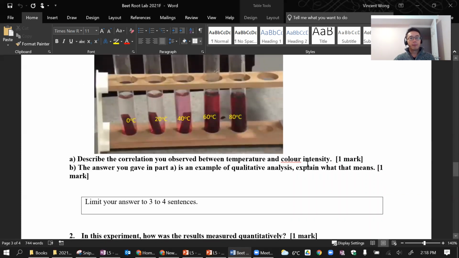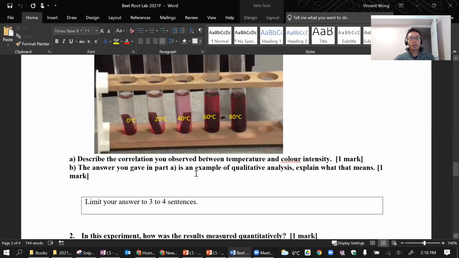Okay, correlation. It's only 1 mark. Always look at how many marks it's worth, and then think about how much you have to say. Some people wrote a lot of stuff to describe this situation, but all I'm looking for is that the color intensity is higher at higher temperature. That's what you see, right? 80 is really dark, and then it's lighter as you go to the cooler temperature. That's all I'm looking for. Right? More intense color at higher temperature.